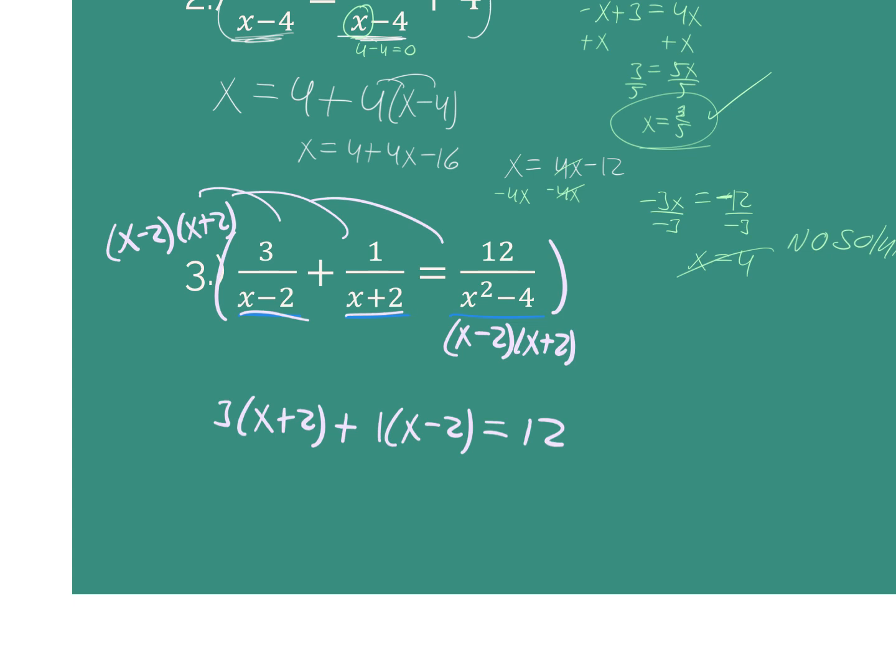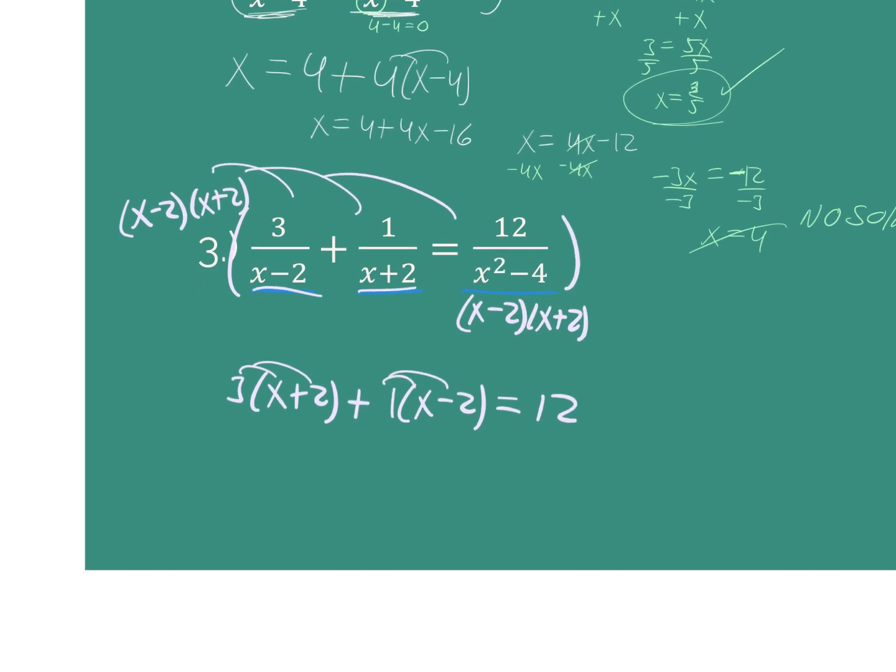All right, now from here, again, this is an algebra 1 skill, right? You should know how to distribute the 3 and the 1, right? But I'll go through it still, right? So distributing the 3 is going to be 3x plus 6, all right? You don't have to write the 1 and distribute it because anything times 1 is itself. But if you wrote it, if you distribute the 1, it's going to be x minus 2 equals 12, right? So just combine like terms and solve for x.